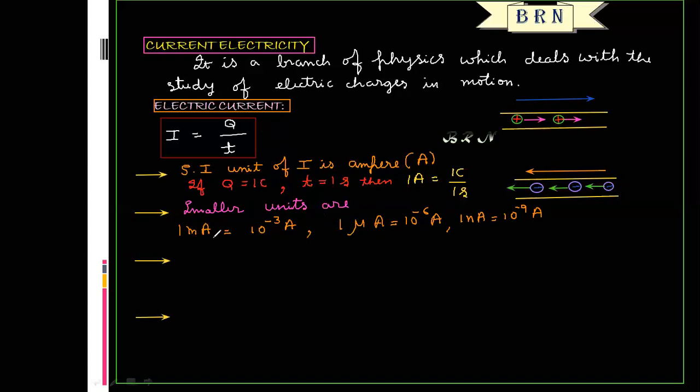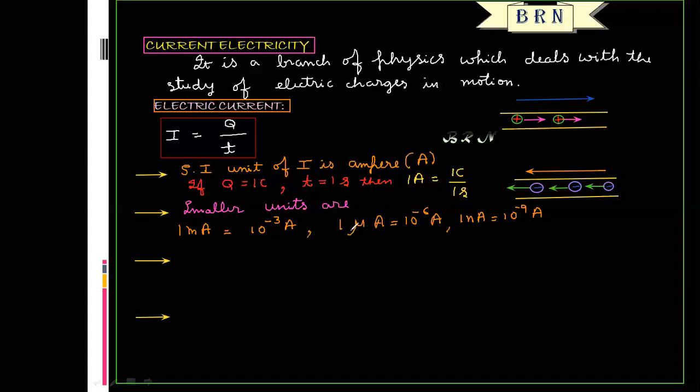Okay, when is the current flowing through a conductor said to be 1 milliampere? That is a very simple definition. If 1 millicoulomb of charge flows through any cross section of a conductor in 1 second, that will cause a current of 1 milliampere.